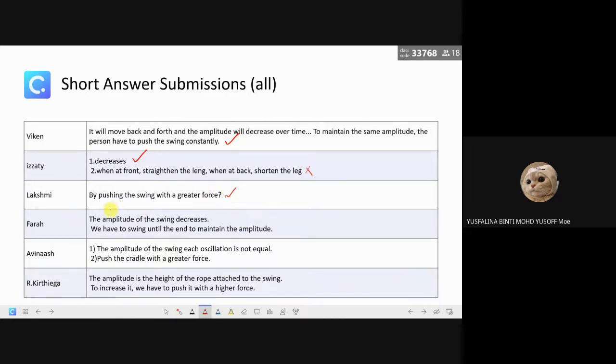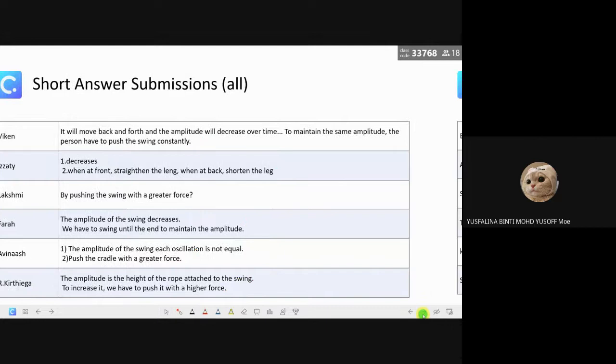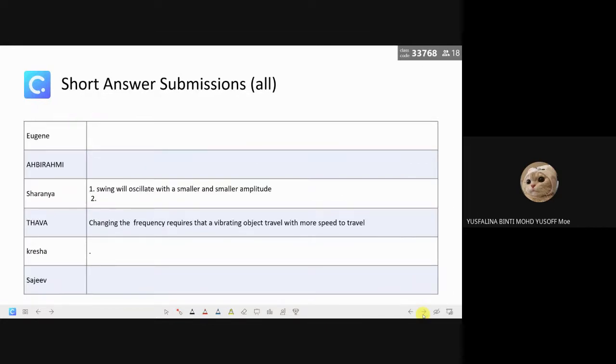This one is for the second question. The amplitude actually decreases, and pushing with a greater force is correct. The answer that the amplitude is the height of the rope attached to the swing is wrong. To increase it, we have to push it with higher force. Yes, correct. Eugene and Abi have no answer. Sharanya says the swing will oscillate with a smaller and smaller amplitude, which means it will decrease.